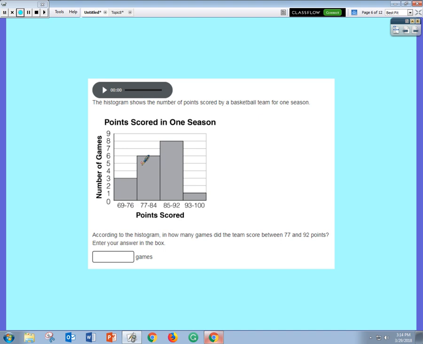77 and 84, 6 games, 85 and 92, 8 games, and 93 and 101. According to the histogram, in how many games did the team score between 77 and 92? Now, if I look, there's no interval 77 and 92. That means I'm including 77 and 84 and 85 and 92. Here we had 6, here we had 8. Let's add those together. 8 and 6 gives me a total of 14 games.